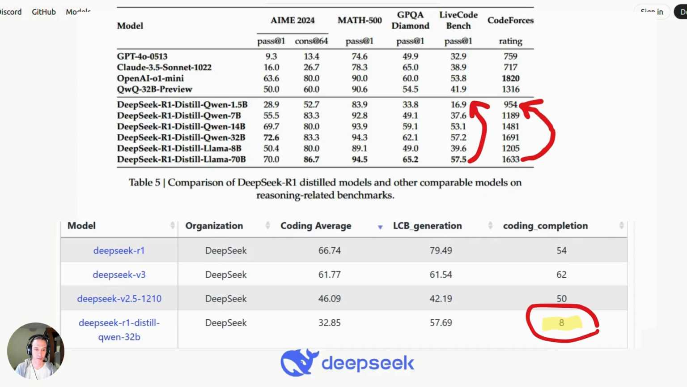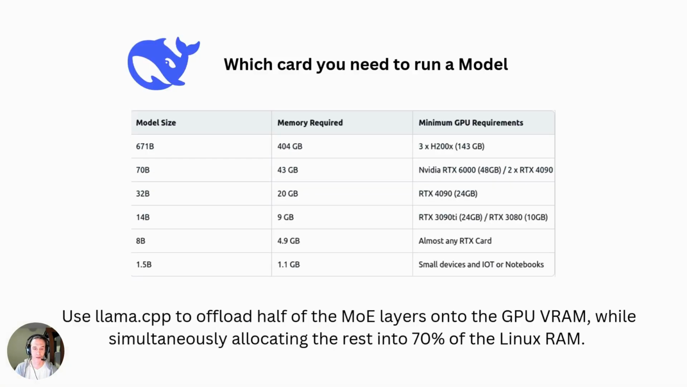It's better at 70B, but this is still not the largest model. And you can see at 32B, we've got pretty bad code completion. It drops to 8. So you'd need a different card for every model. For the big one, R1, that you would see everywhere, you're going to need 3 H200s if you want to fit the whole thing in memory.